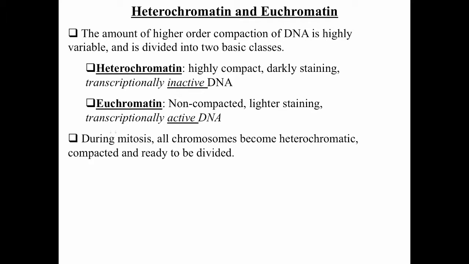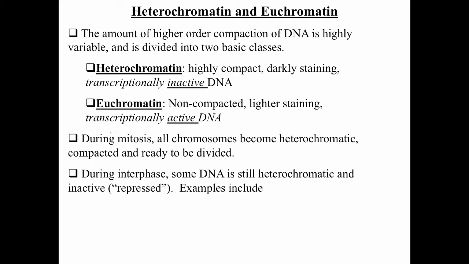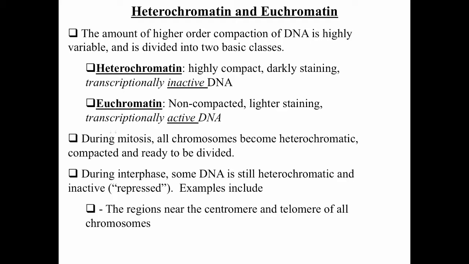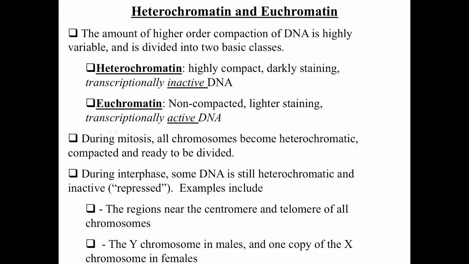So during mitosis, all chromosomes will become heterochromatic, so they'll be highly compacted and ready to be divided. And then during interphase, essentially the part of the cell cycle that is not mitosis, most of the DNA will become euchromatin, so it will decompact, but some of the DNA will remain heterochromatic. Some of these include the centromeric and telomeric regions of chromosomes, as well as the Y chromosome in males and one copy of the X chromosome in females.